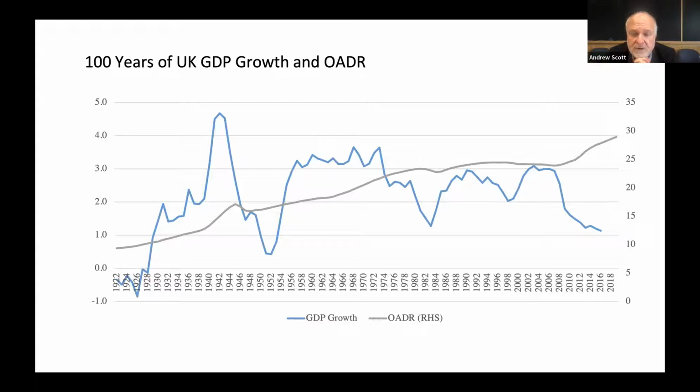And what I think is remarkable about this, if you look at what's happened, is that I don't know of a single economic history book that says a major driver of economic growth in the UK over the last 100 years has been the fact that the old age dependency ratio has risen from 8% to 30%. Not a single study says that.